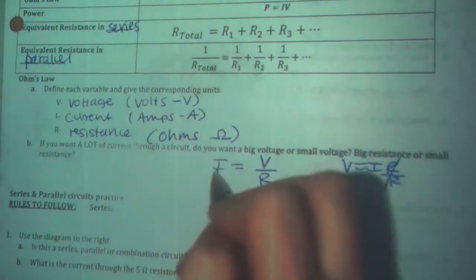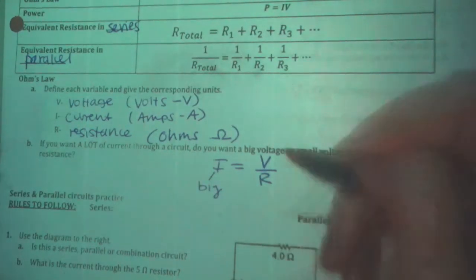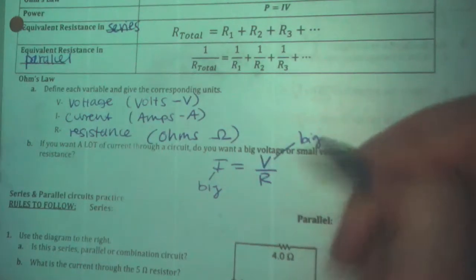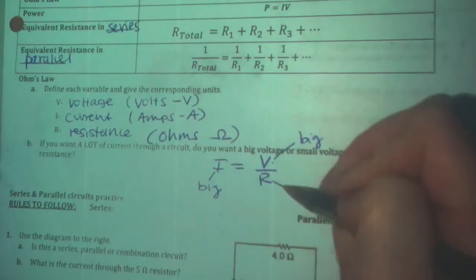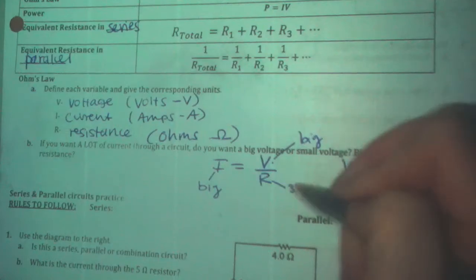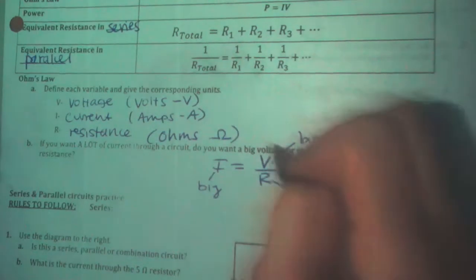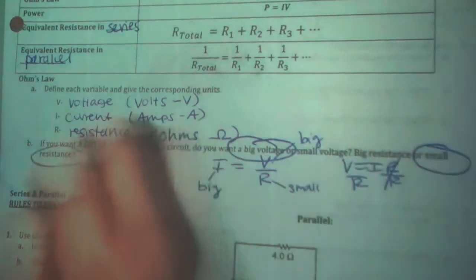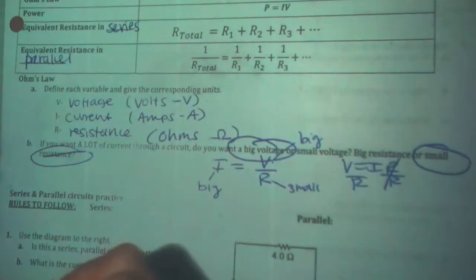If I want this number to be as big as possible, then you want a big number on top, because you want to multiply by big numbers, but you don't want to divide by big numbers, because that would make it small. You want to divide by small numbers. You want a big voltage, and you want a small resistance. So that's the equation way of thinking through this.